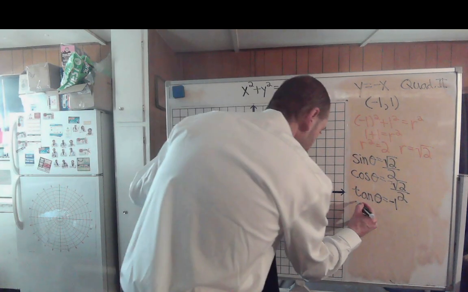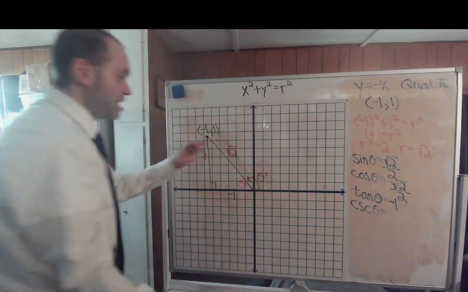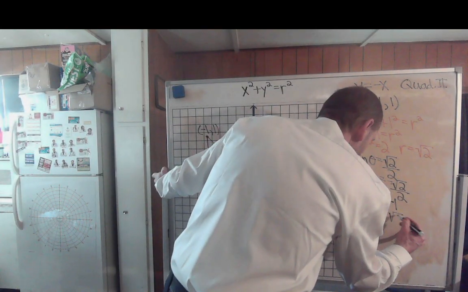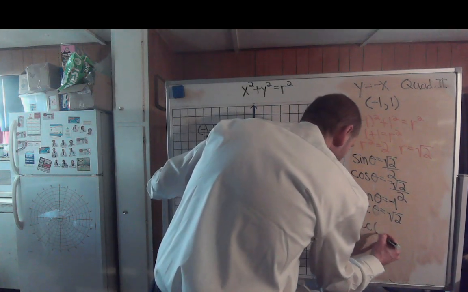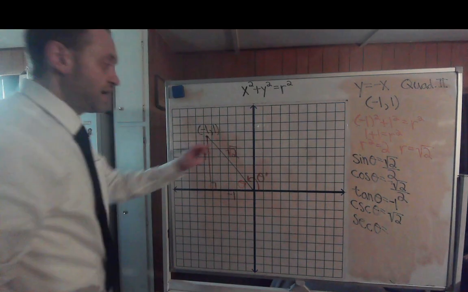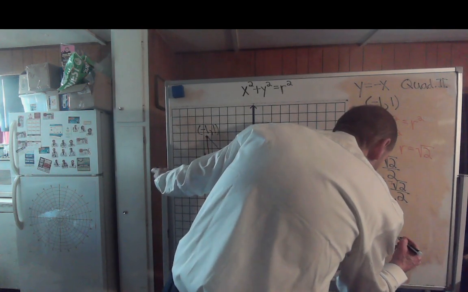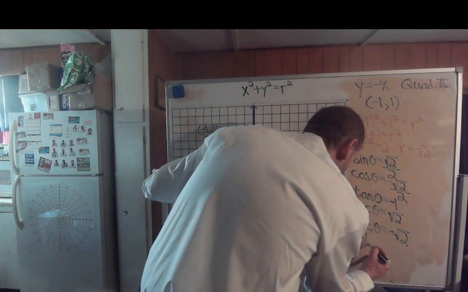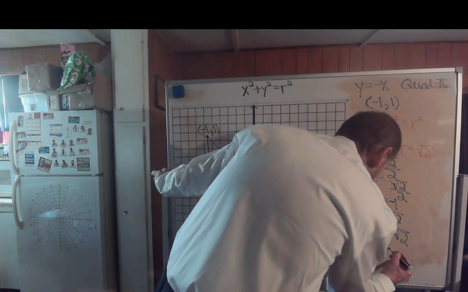Okay, now let's find the cosecant of theta. That's the hypotenuse over the opposite, which would just give you positive square root of 2. Let's find the secant of theta, which is just going to be hypotenuse over adjacent. That would give you negative of the square root of 2. And then we could end up finding the cotangent of theta, which would end up giving you adjacent over opposite, also being negative 1.